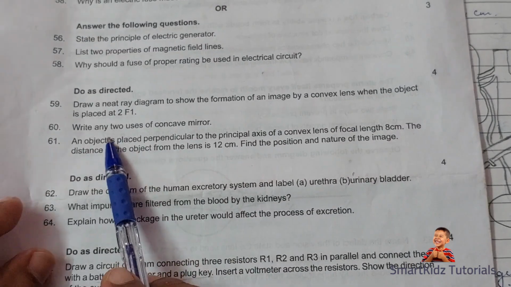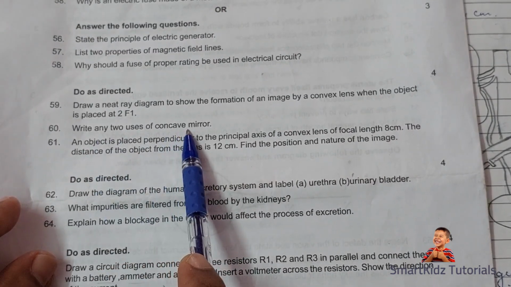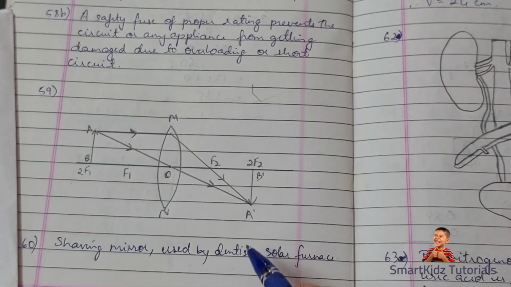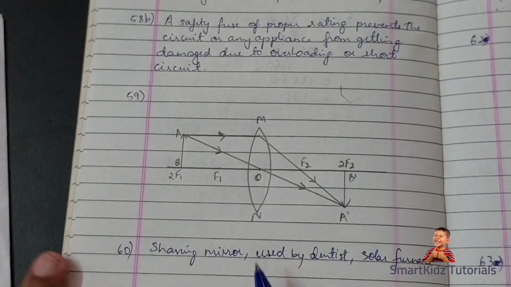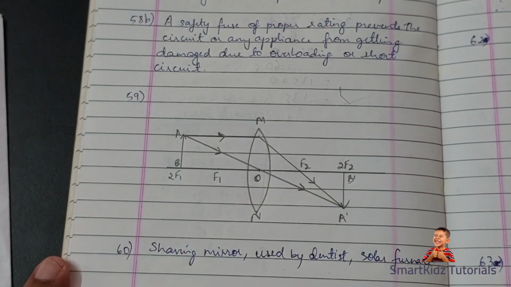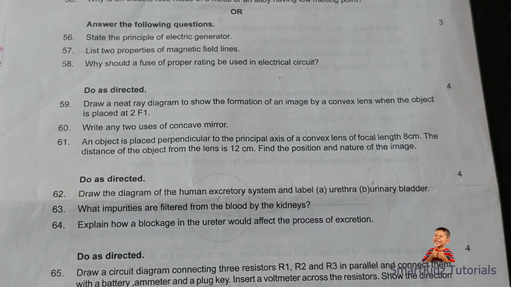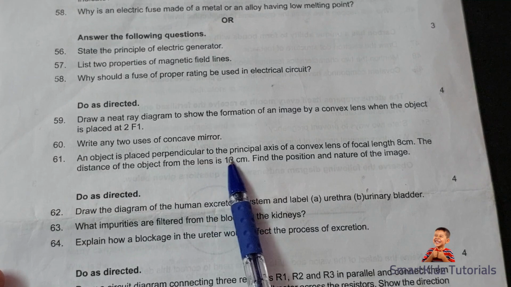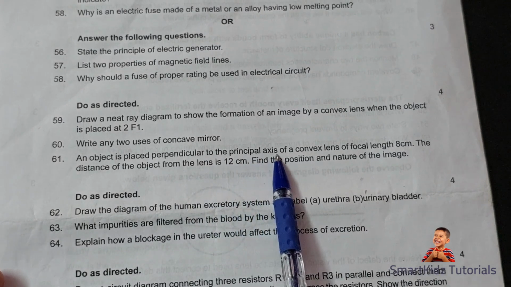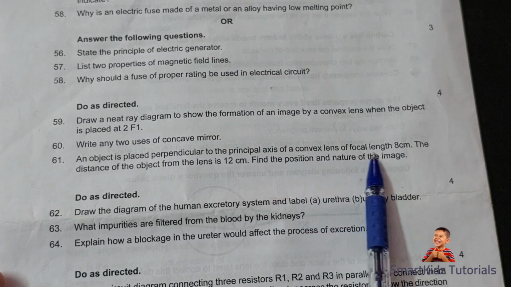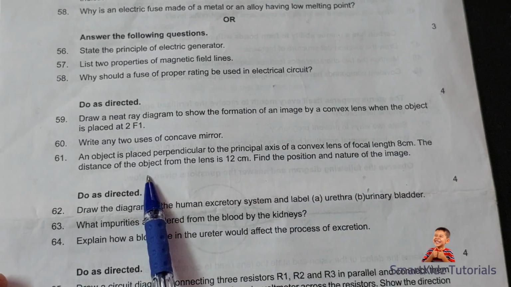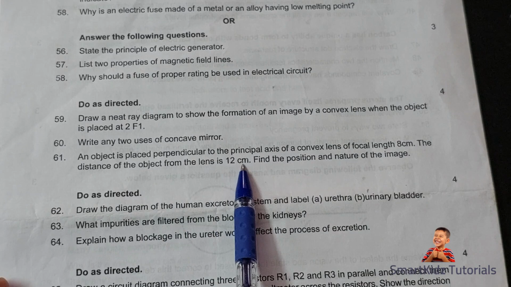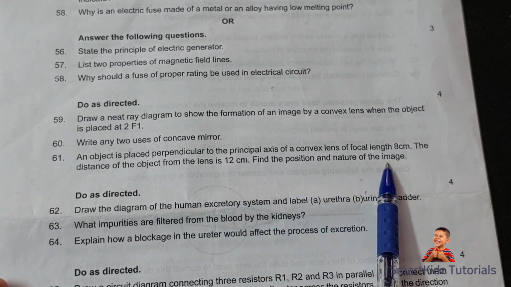Question number 60. Write any two uses of a concave mirror. Written over here, it's used as a shaving mirror, used by dentists, and even in solar furnaces. 61. An object is placed perpendicular to the principal axis of a convex lens of focal length 8 cm. The distance of the object from the lens is 12 cm. Find the position and nature of the image.